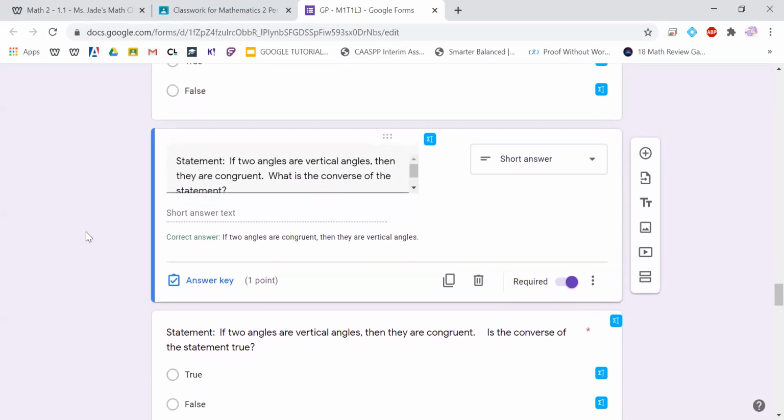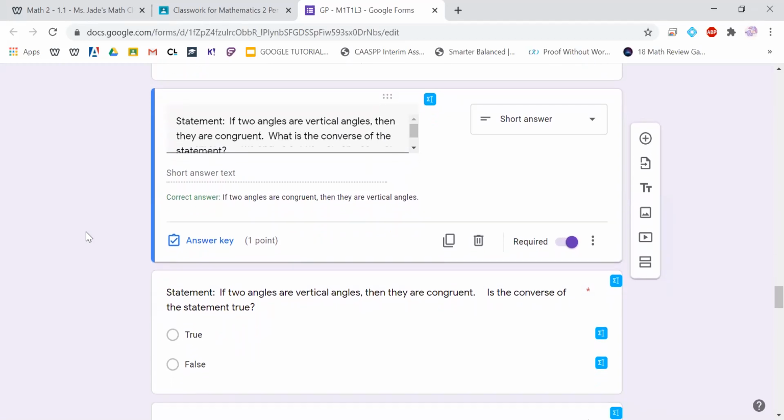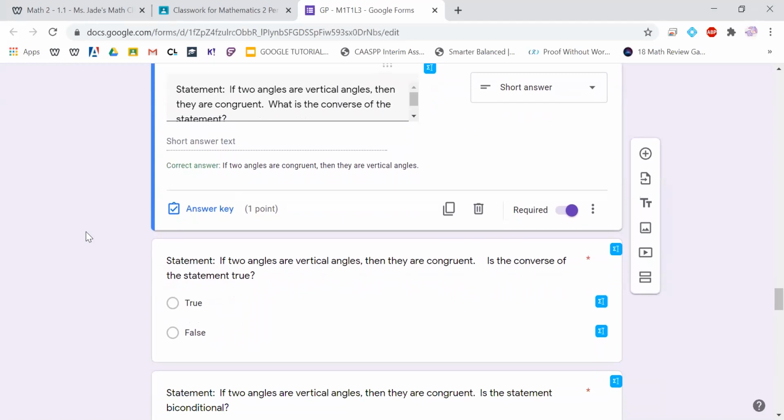All right, we're almost there. We're almost done. Okay. Let's go to the next one. If two angles are vertical angles, then they are congruent. Is the converse of this statement true? So this is our converse, right? We just wrote it. Is the highlighted text true? Do they always have to be vertical angles? Or can they be maybe part of a triangle or somewhere else? That's false. Good. This is a false statement.